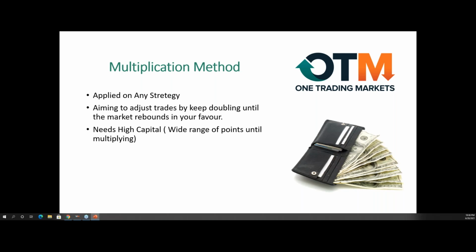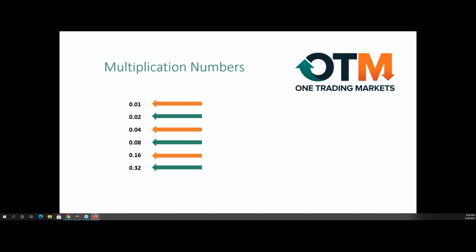How? You aim to adjust trades always by doubling until the market rebounds in your favor. So whenever the market goes against you, you double the previous position, and double for each specific number of pips when the market goes against you. However, it needs a bit high of capital, or it needs a wider range of points when you're multiplying. I will explain it now in details. Just give me 1 minute to explain the multiplication.